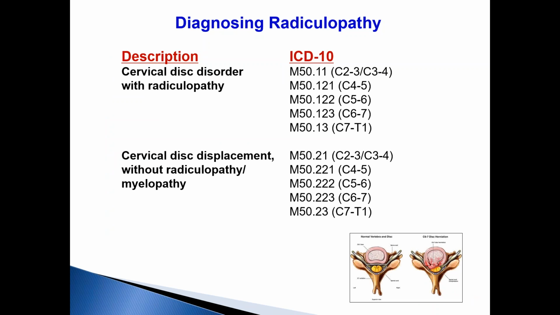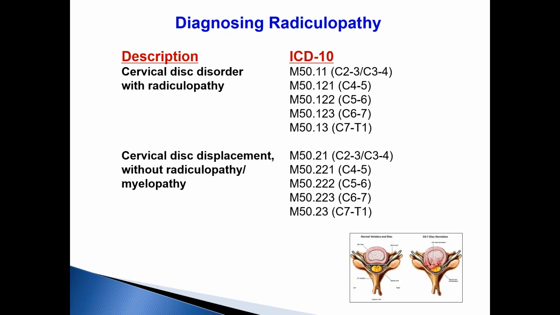Okay, so here we go with the cervical disc disorder with radiculopathy. So again, radiculopathy means that there's some sort of nerve root compression, which is causing pain to radiate down, in this case, cervical disc disorder, down an arm. So for example, M51.122 would be herniated discs, bulge disc, extruded disc that's causing nerve root compression at the C5-C6 junction.